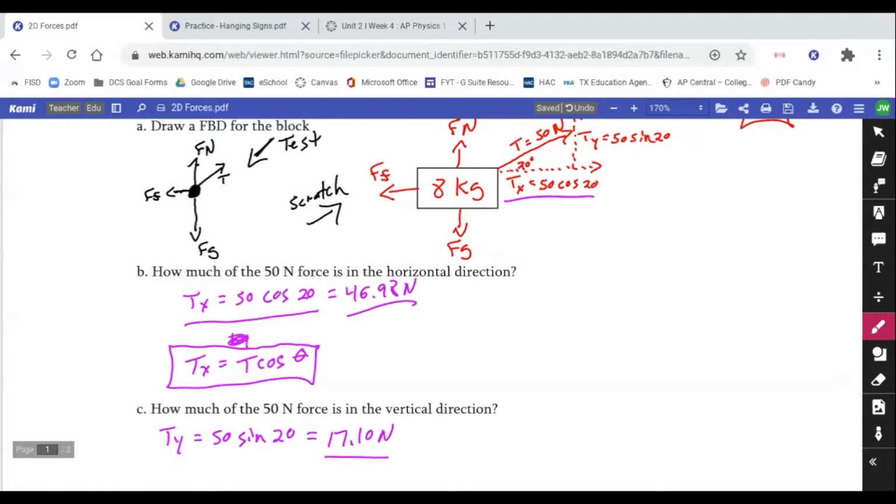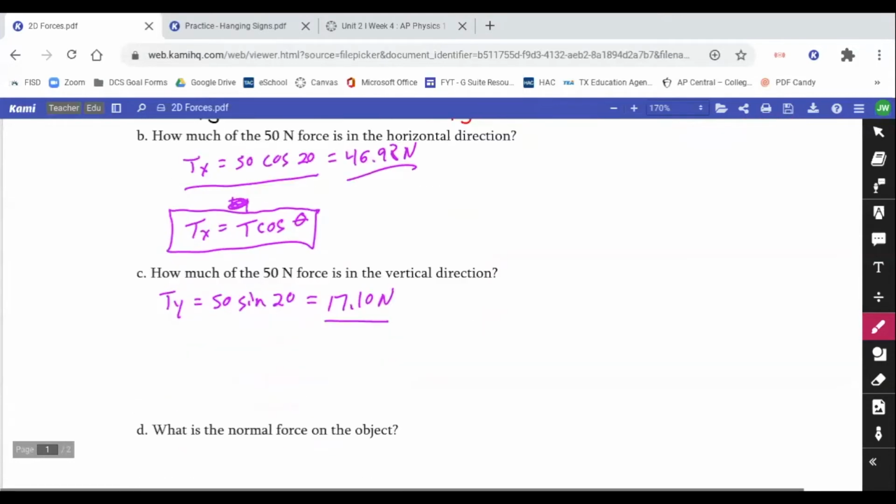Of course, this is a right triangle. A squared plus B squared should equal C squared. So Tx squared plus Ty squared should equal the square of the tension. I'm not going to go and check it right now because proving Pythagoras is not on my agenda for today. If you're so inclined, go for it, but let's not have that discussion in class.